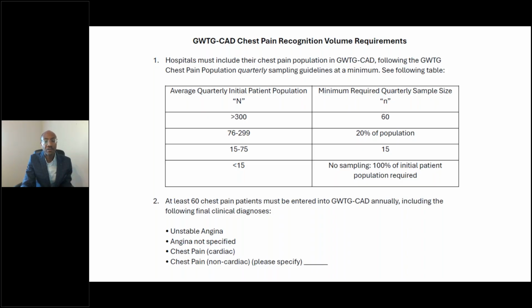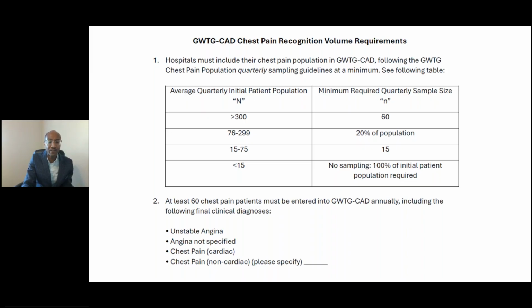So you may be asking, particularly if you're a hospital system or a healthcare system, how do we specifically get graded? We definitely have volume requirements. If you're a chest pain center with lower volumes, less than 15, we'd ask that you have 100% of your patient population sampled. If you're a higher volume, we'd ask that at least maybe 60, or as many patients as possible, so that we can have an accurate representation.